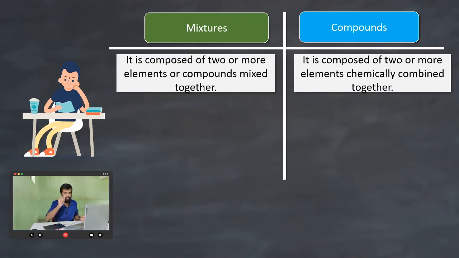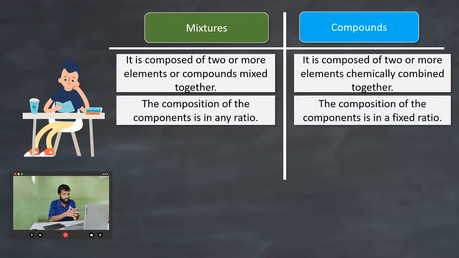So, can I say that sugar water becomes a compound? No, because they are not chemically bonding with each other. I can use physical methods to separate them, right? So when we are talking about a compound, you can't use any physical method to separate them.